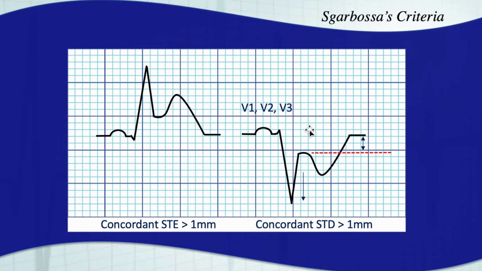We also have that rule of ST segment depression in leads V1, V2, V3, where you have concordant depression, meaning you have a negative QRS complex and the ST segment is depressed. That also would give you 3 points. So if you had this along with the excessive discordance, of course, that would be enough to say that there's a high likelihood that you have a STEMI.